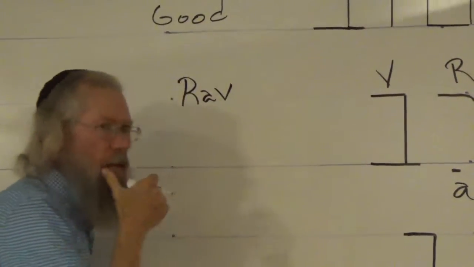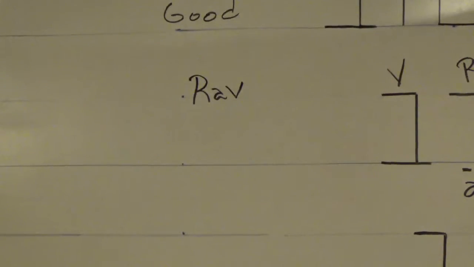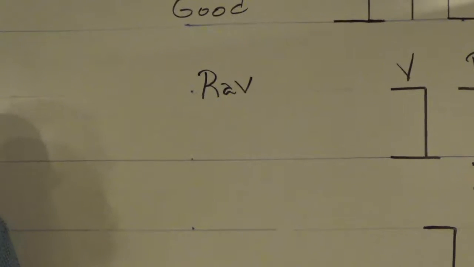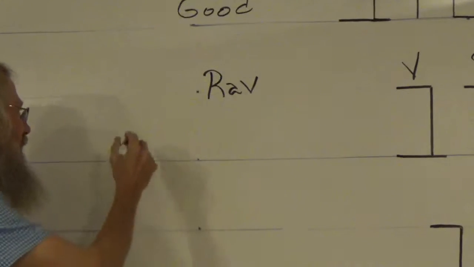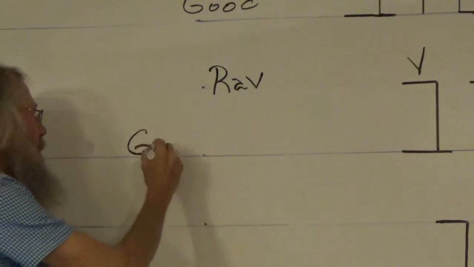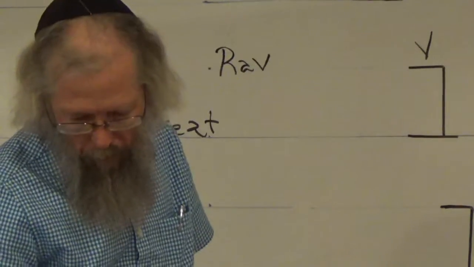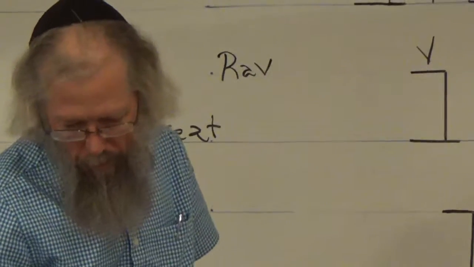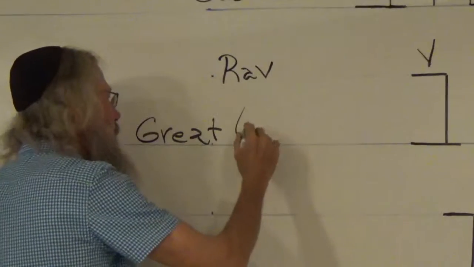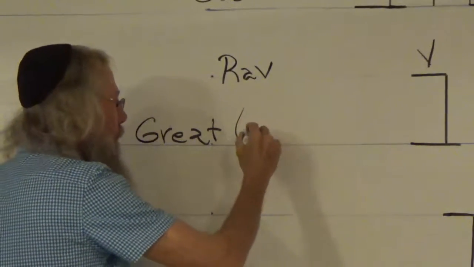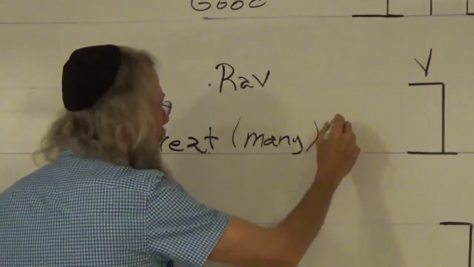And Rav means? Huh? You're close. No. Huh? Means great. So what's the difference between Rav and Gavot? This has more to do with a person, with numbers, I would say. Many. It also means much.